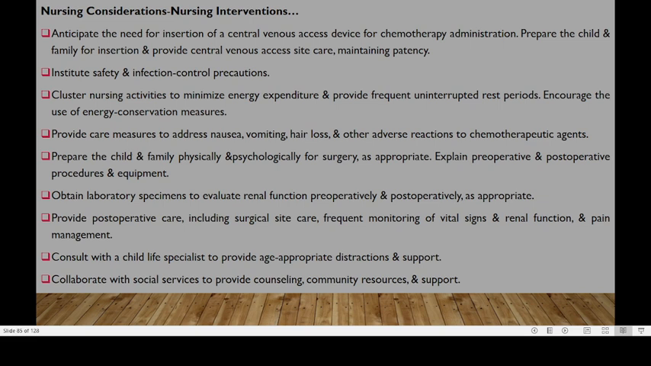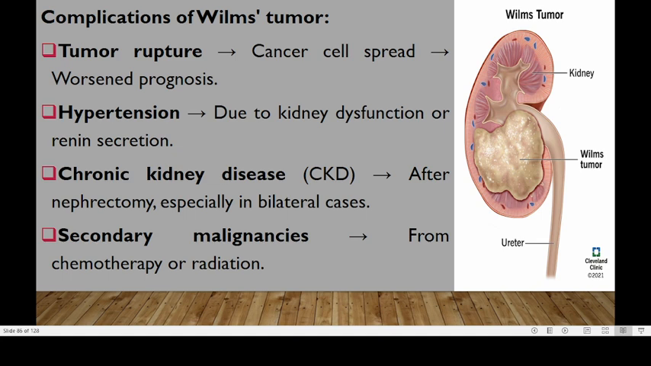Prepare the child and family physically and psychologically for surgery as appropriate. You have to explain preoperative and postoperative procedures and equipment. Obtain laboratory specimens to evaluate renal functions preoperatively and postoperatively as appropriate, and provide post-operative care, including surgical site care, frequent monitoring of the vital signs, renal function, and pain management. You consult a child life specialist to provide age-appropriate instruction and support, and collaborate with social services to provide counseling, community services, and support. We have several complications associated with nephroblastoma.